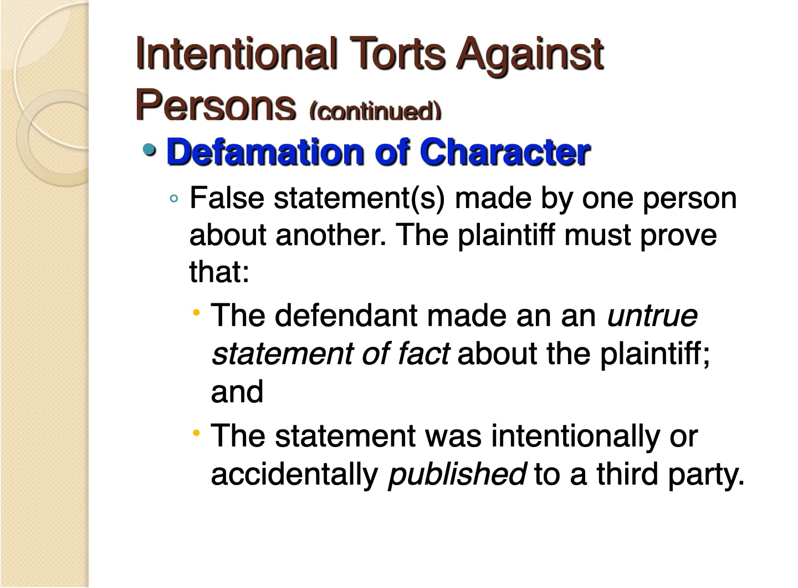Now, defamation of character is when false statements are made by one person about another. To prove defamation, the plaintiff must show that the defendant made an untrue statement of fact about the plaintiff, and the statement was intentionally meant to be harmful.